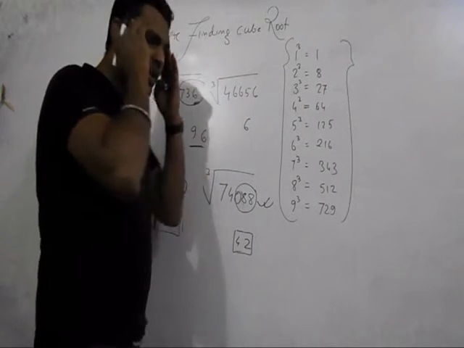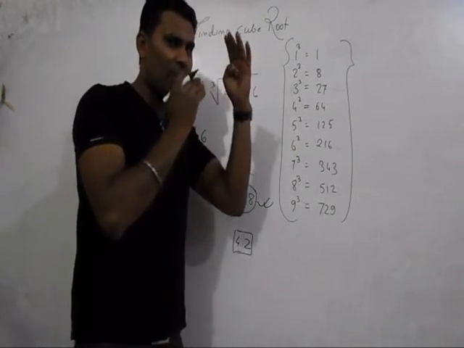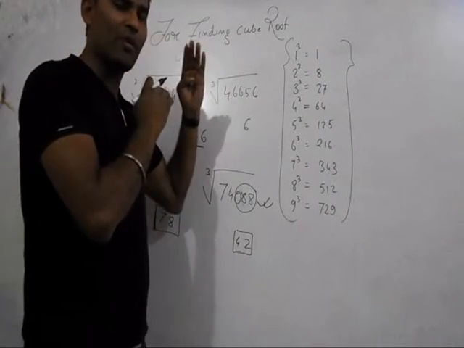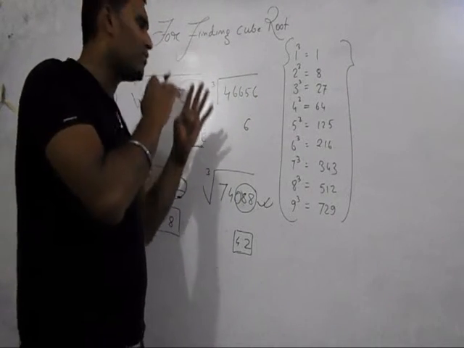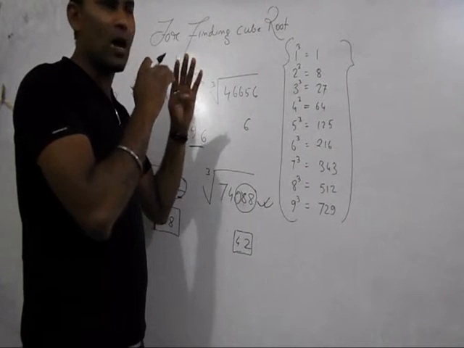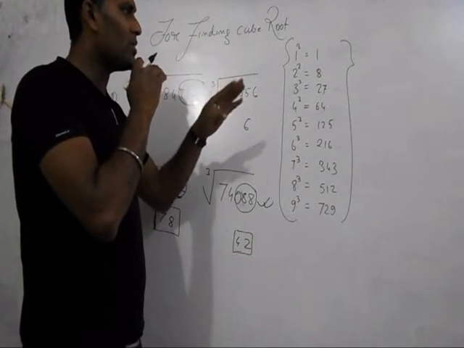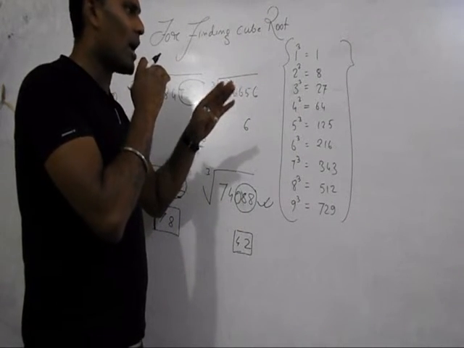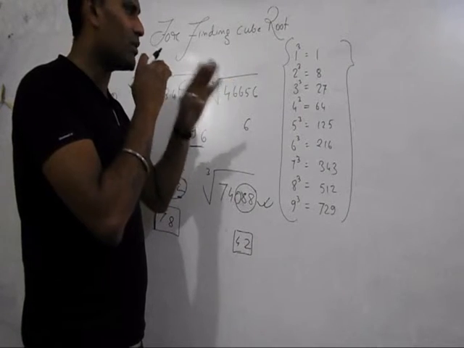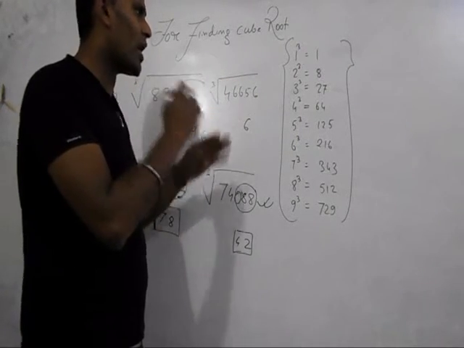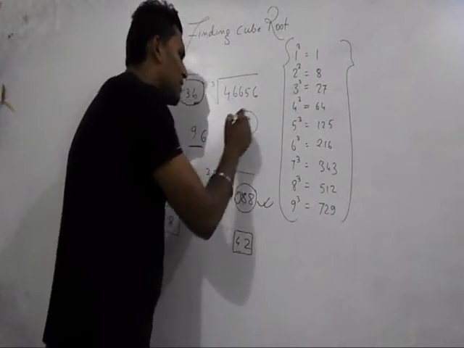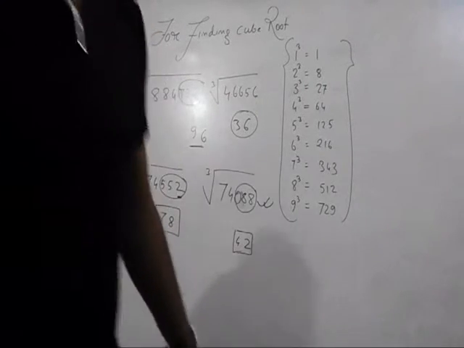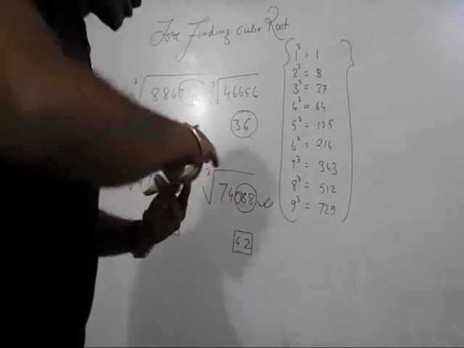Now again I calculate. Again I view this table in my mind. Which perfect cube is just below 46? Now I see that 27 is the number. So whose cube is 27? The cube of 3. Now I have to write 3 over here. Friend, this is the cube root of this number.